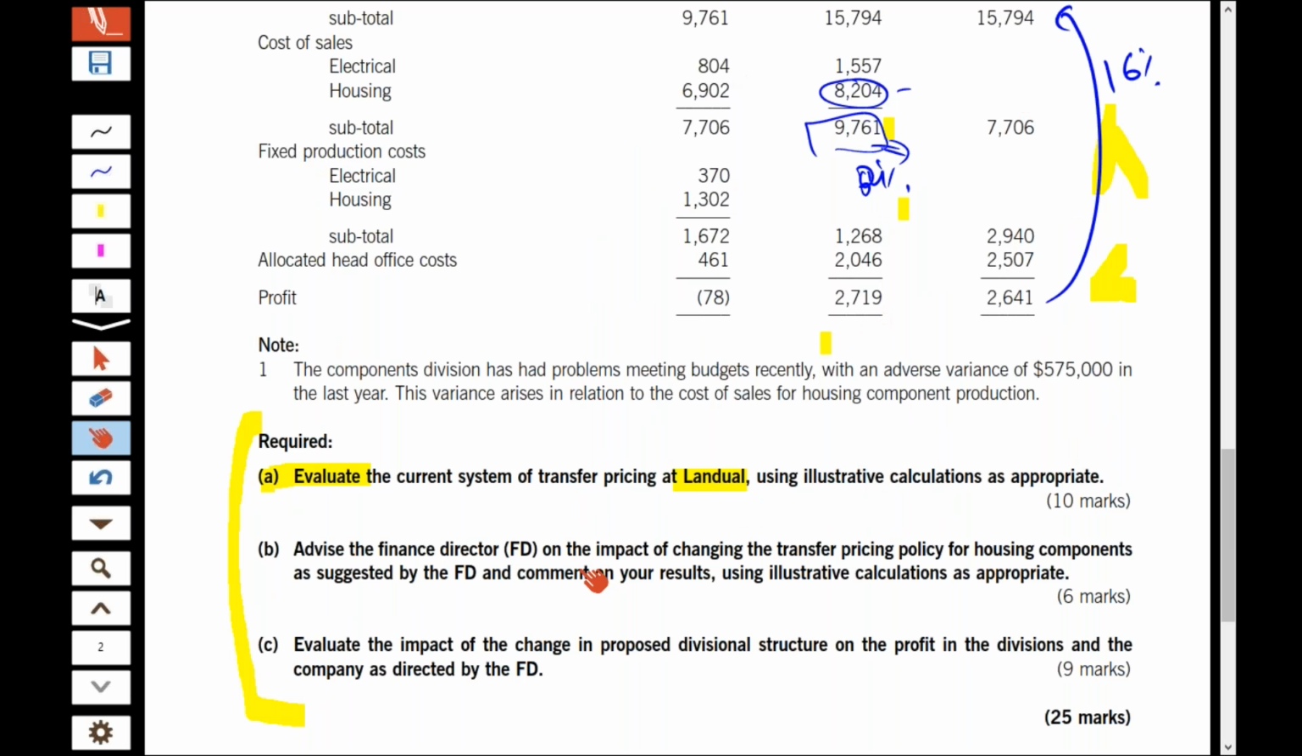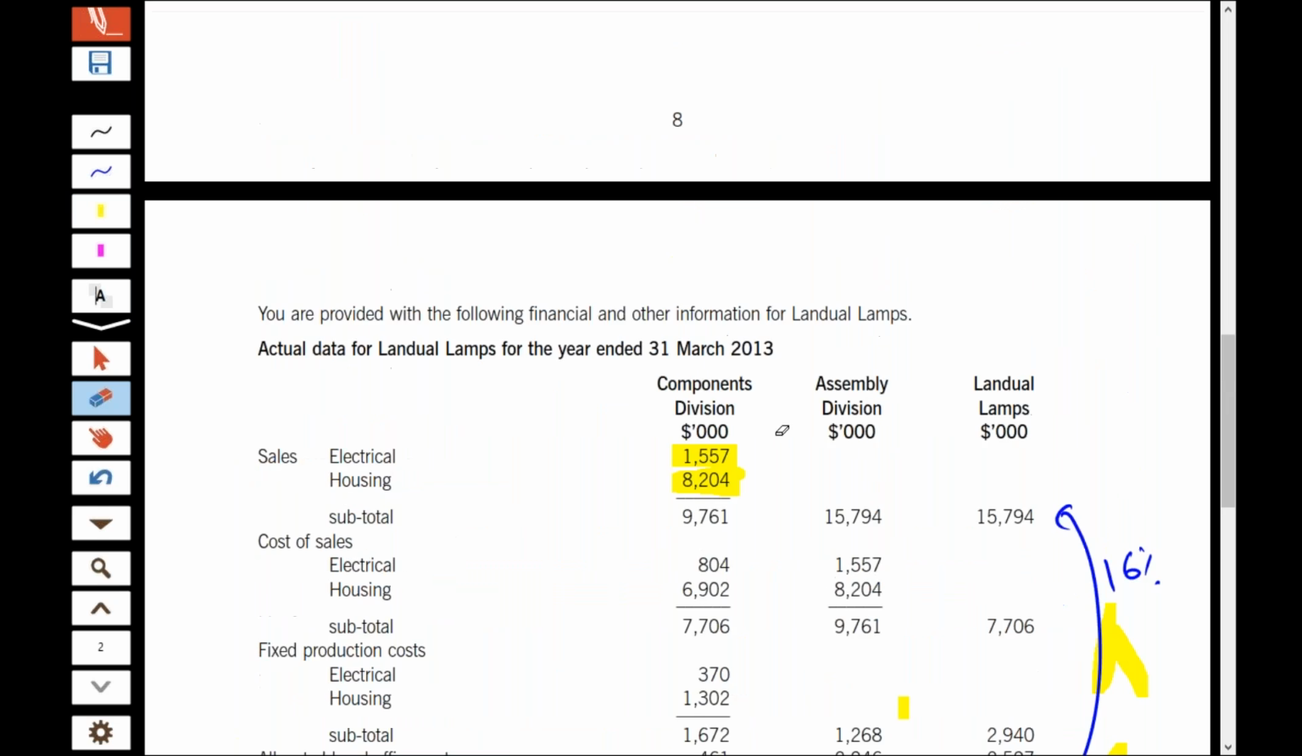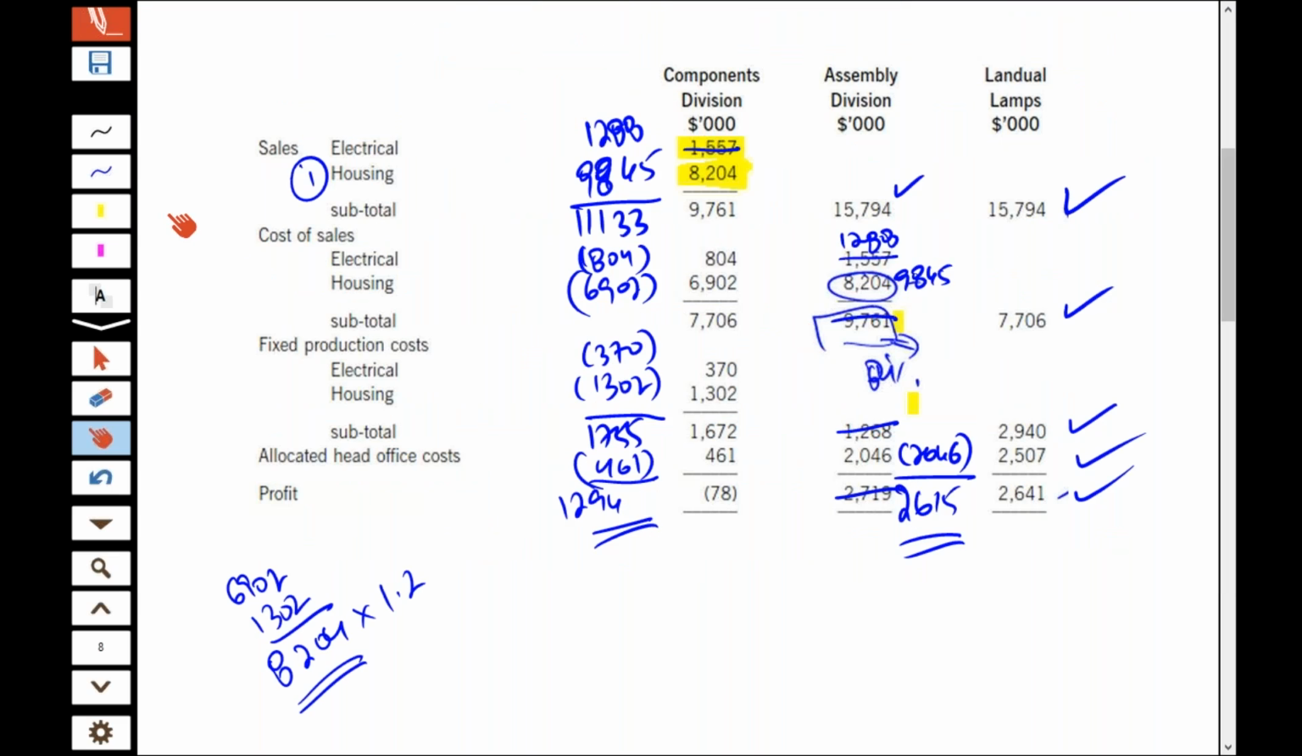Now, the next part of this question says: advise the finance director on the impact of changing the transfer pricing policy for housing components as suggested by FD, and comment on your results using illustrative calculations as appropriate. Now, we just need to see what the suggestion is. The suggestion that the finance director has provided is that the transfer pricing should be to charge variable cost to the component division.